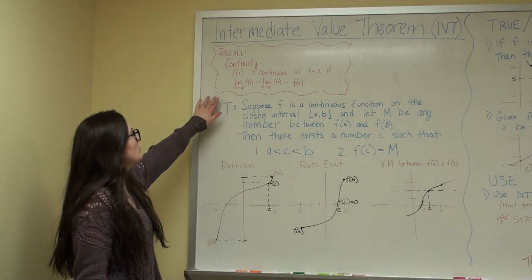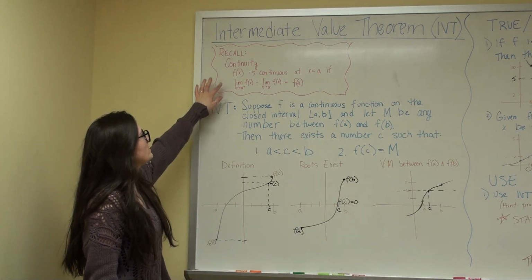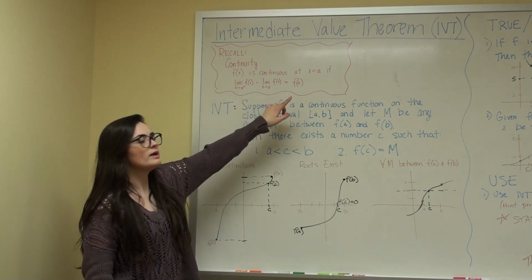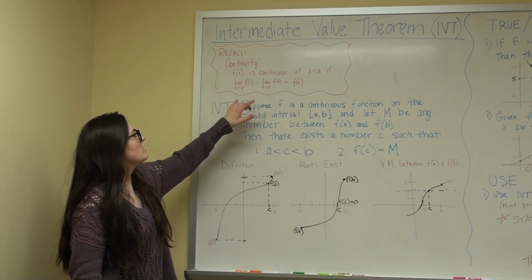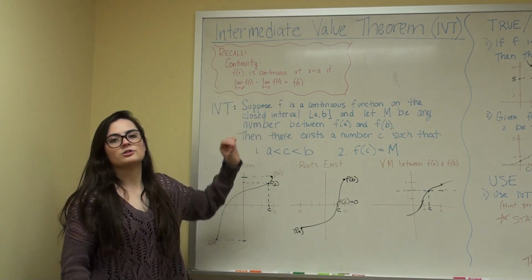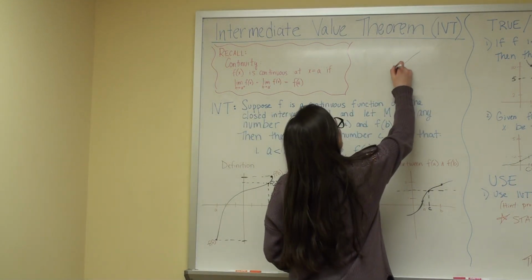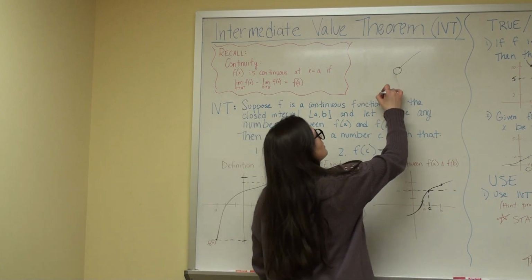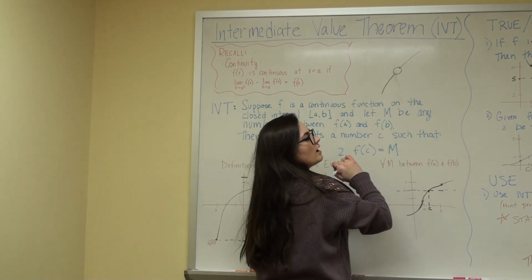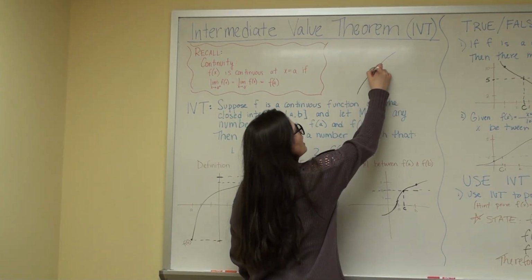I have the definition up here to jog your memory that f of x is continuous at a point if the limit from the left and the right approach the same point and the value actually exists at that point. So a function approaches some value from the right, from the left it approaches that same value, and the function is actually defined at this value.